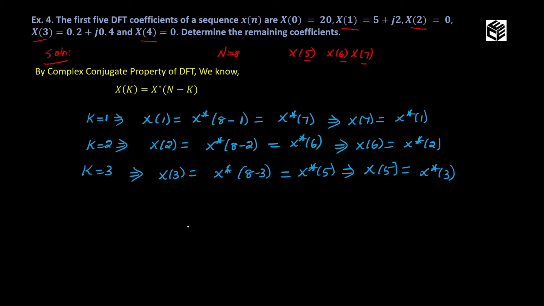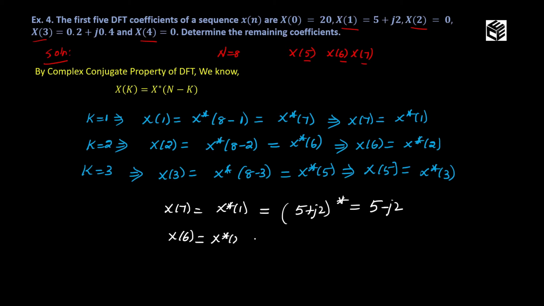Now it is very easy for us to find the answers, correct? How can we find it? We know x of 7 is nothing but x conjugate of 1. So that is equal to, what is x of 1? 5 plus j2 the whole conjugate. So that is equal to 5 minus j2, right? Similarly, x of 6 is equal to x star of 2. What is x of 2? X of 2 is 0. So if we take conjugate of 0, then we will get the answer as 0.